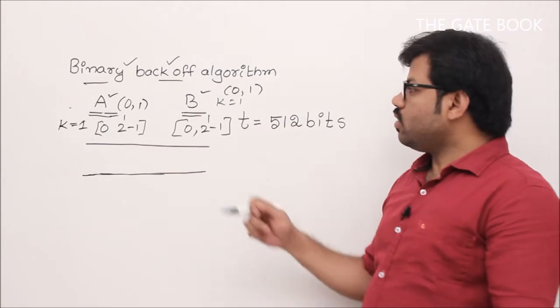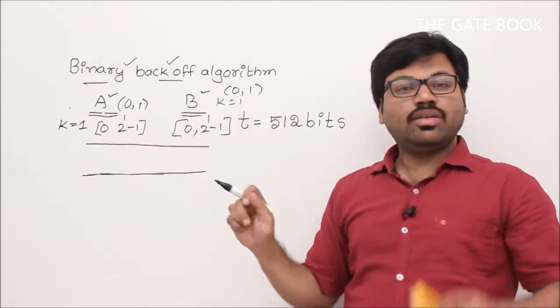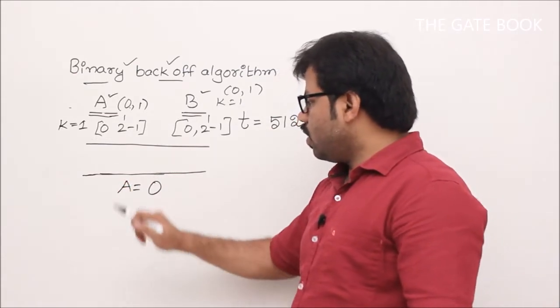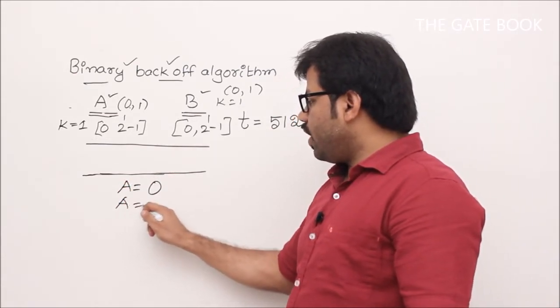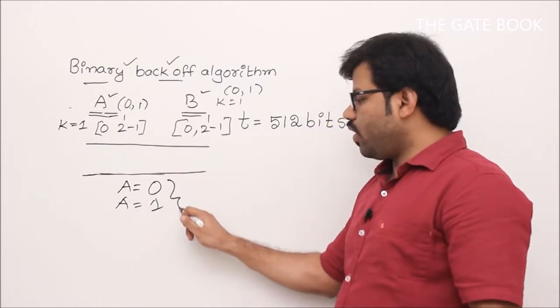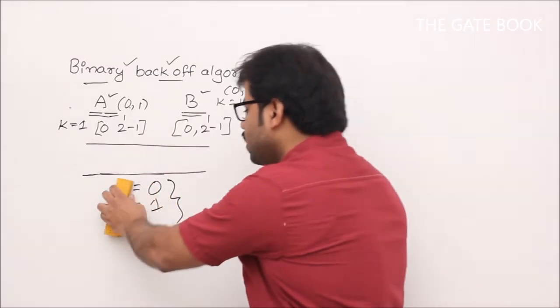Now see, there is a possibility that A might get 0 and B might get 1. What is the meaning of that? I will tell you. If A gets 0, what does it mean? If A gets 1, what does it mean? I will tell you. They are going to wait for some random amount of time that is going to be decided by this K value.